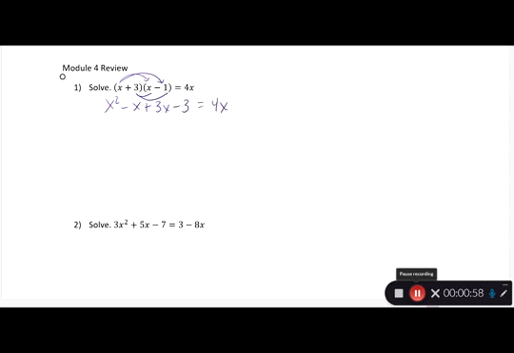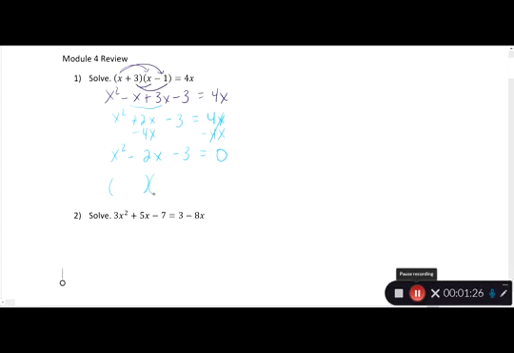Now I want to combine like terms. So I get x squared minus x plus 3x gives me a plus 2x minus 3 equals 4x. Minus 4x from both sides, I get x squared minus 2x minus 3 now equals 0. So once it's equal to 0, now I can factor and then set each of the factors equal to 0.